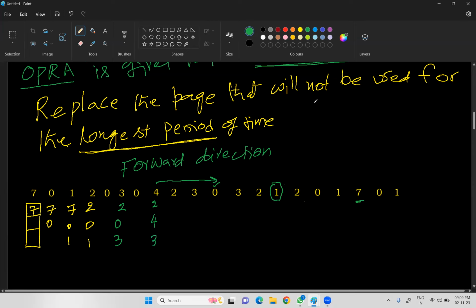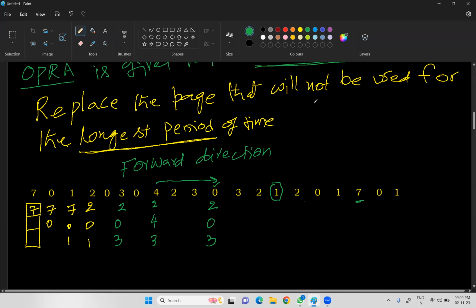Okay. Then 2 is already available. Then 3 is already available. 2 is already available. 3 is already available. Now 0 can be replaced here. Out of 2, 3, 4, you can see you never find 4 again within this particular reference string. There is no 4. So you can replace with 4. So 2, 0, 3. 3 is available here. 2 is available here.